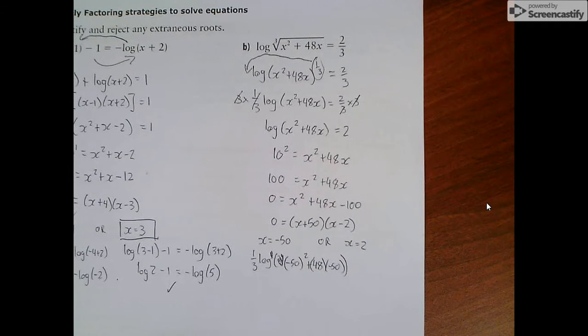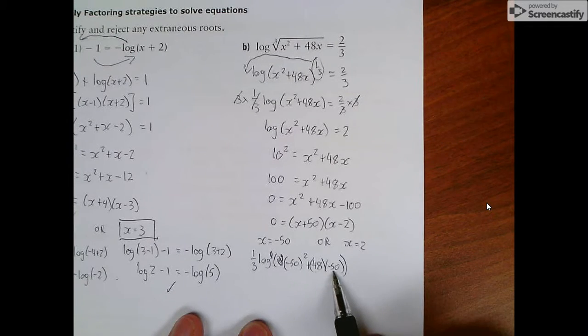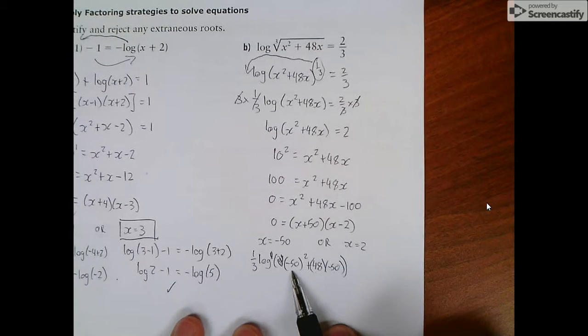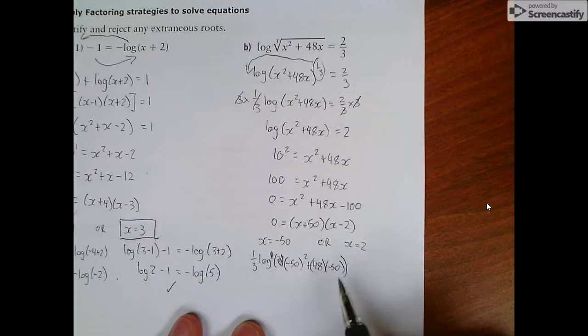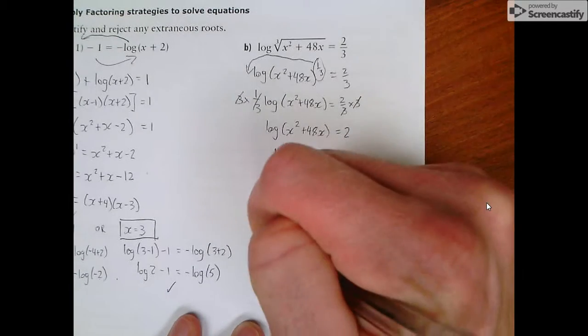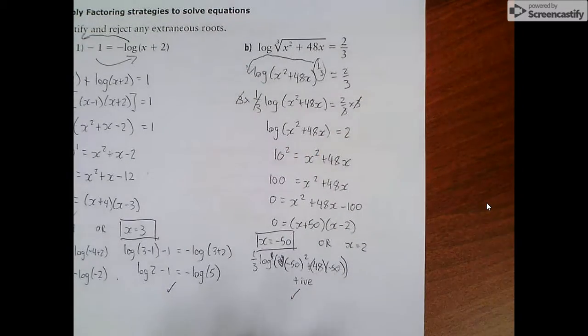And we can actually see here that 48 times negative 50 is going to be a big negative number, but not as big as negative 50 squared, which will turn out to be an even bigger positive number. So the thing inside this logarithm is positive, so it's okay. So this negative 50 is a valid answer.